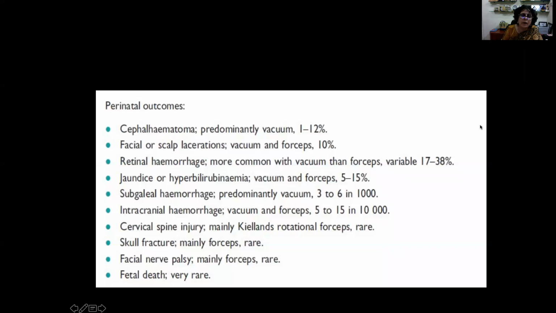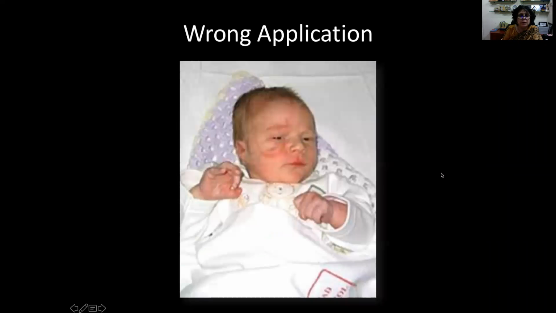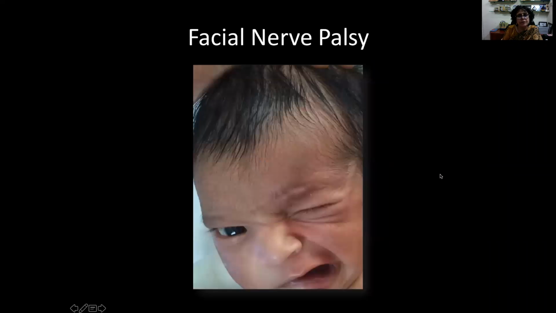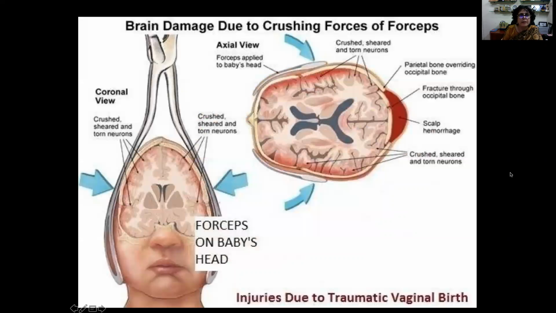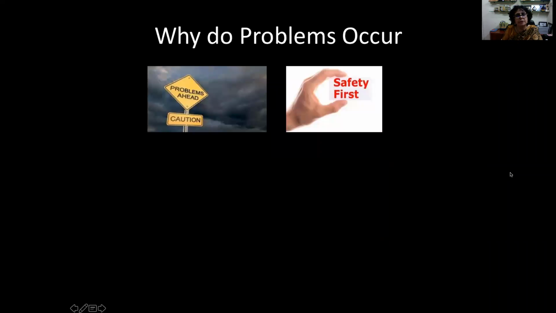The perinatal outcomes can also be troublesome: hematomas, scalp laceration, retinal hemorrhage, jaundice, subgaleal hemorrhage, intracranial hemorrhage, cervical spine injury, skull fracture, facial nerve palsy, and fetal death, which is very rare. Wrong application can lead to facial nerve palsy, subconjunctival hemorrhage, and many other problems. Brain damage can also be caused by forceps.